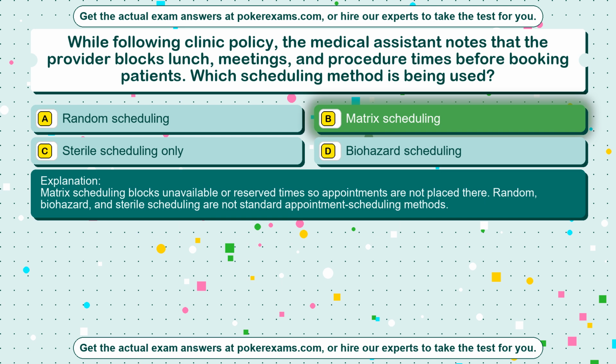Matrix scheduling blocks unavailable or reserved times so appointments are not placed there. Random, biohazard, and sterile scheduling are not standard appointment scheduling methods.